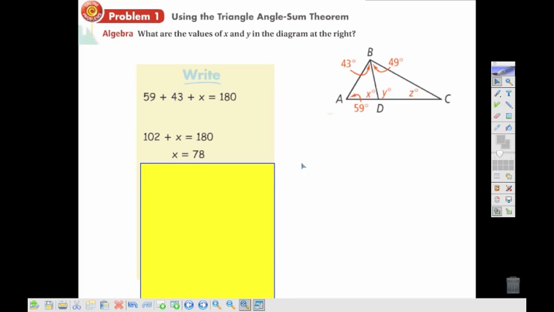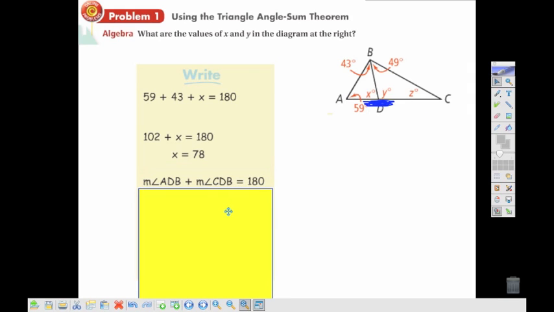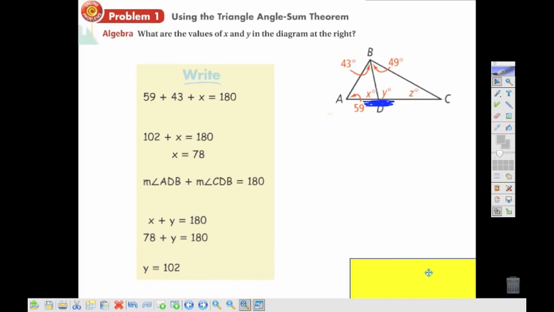And that will come to 78 degrees. Now if I'm going to find y in this picture, I don't actually have to use the triangles now. I should note that this is forming a linear pair. So x and y are going to add up to give me 180 degrees. Simplifying that out, I'll find that y is equal to 102. Notice I'm substituting the x that I found in the first part of this problem.